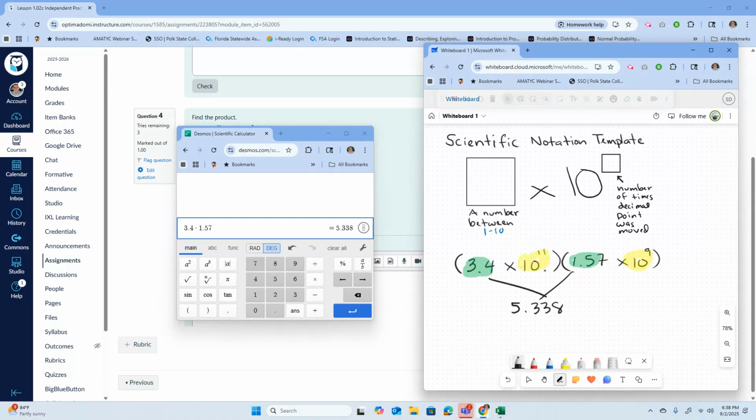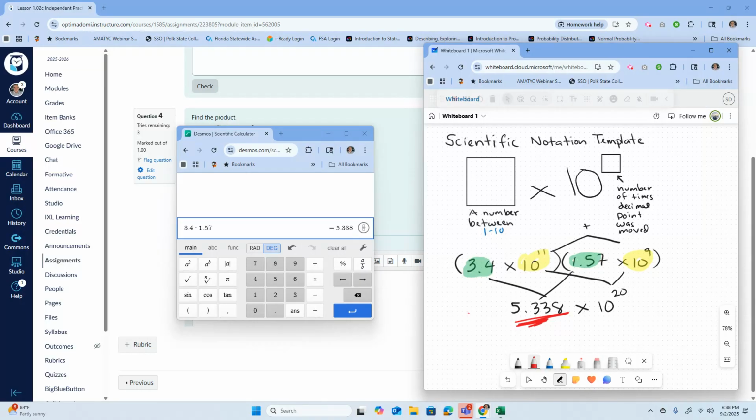The way you multiply these is using the laws of exponents. Every time you multiply powers with the same base, you keep the base. So I keep the 10, and I add the exponents, the 11 and the 9. 11 plus 9 is 20. Now, always check if your answer is in scientific notation. In my case, the final answer is in scientific notation because 5.338 fits in this box, since it's a number between 1 and 10. So that will be my final answer.